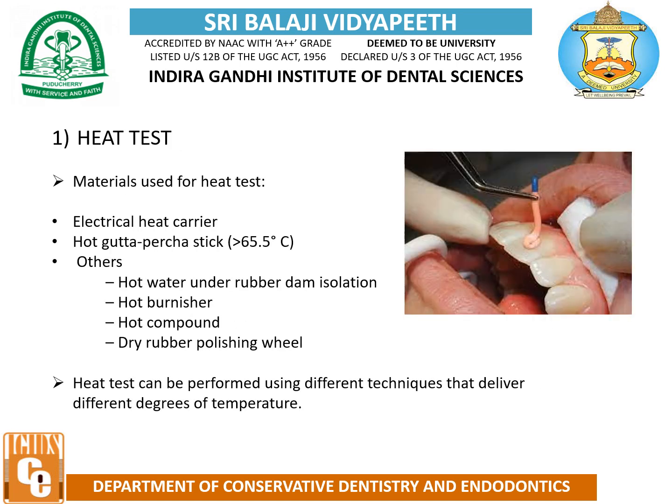Heat test. The materials used for the heat test include an electrical heat carrier, hot gutta-percha stick, and others include hot water under rubber dam isolation, hot burnisher, hot compound, and dry rubber polishing wheel. Heat tests can be performed using different techniques that deliver different degrees of temperature.